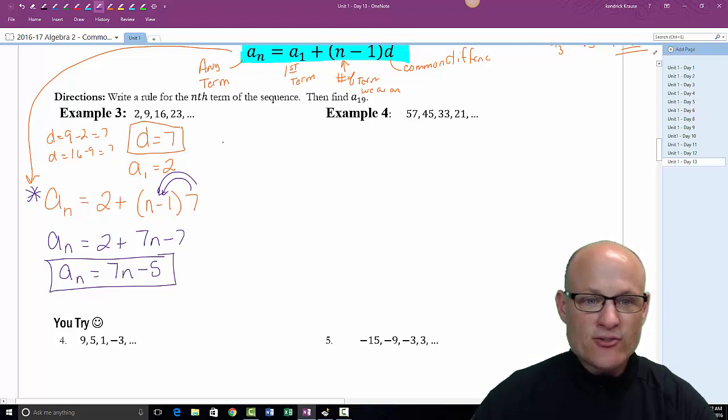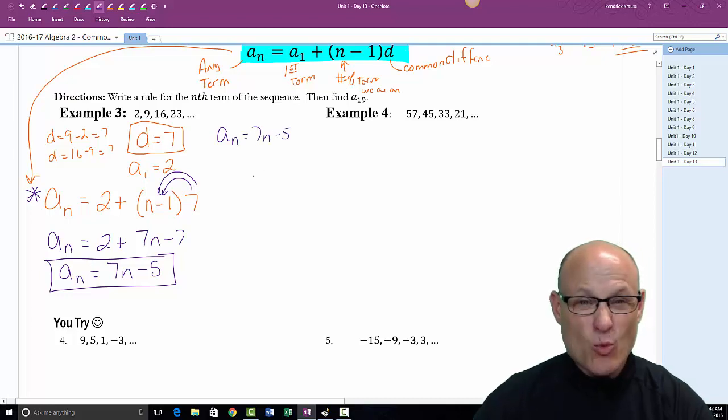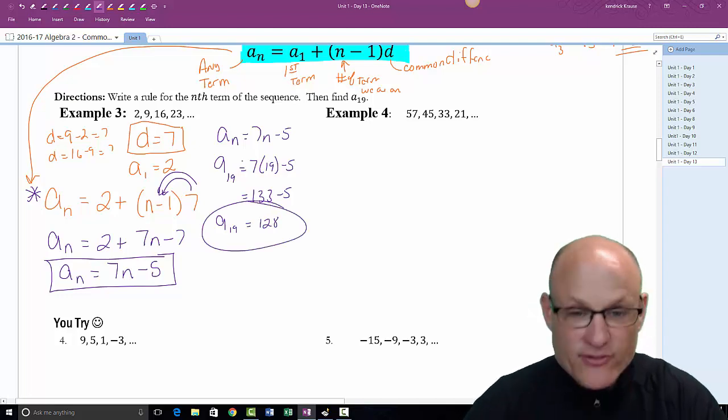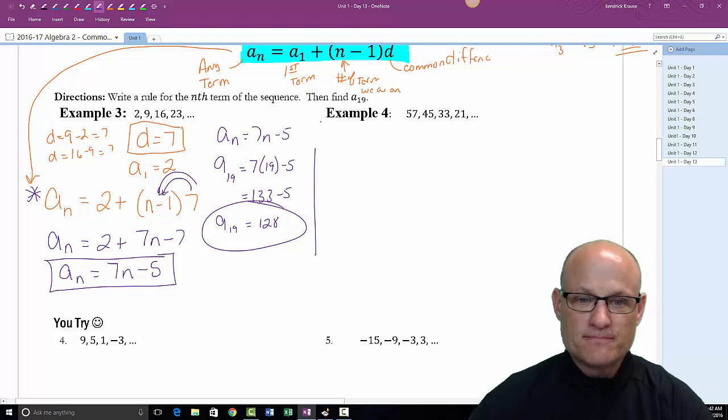All right, so a sub 19 is equal to a sub 1. Well, let's use our formula. First of all, we got our formula now. Our formula is a sub n equals 7n minus 5. Well, I want a sub 19. That means n is 19. So 7 times 19 minus 5. Let's see. 7 times 20 is 140, so this has to be 133 minus 5. So a sub 19 has to be 128. Let me just check my work. Yes, and you can, of course, use your calculator on that one.